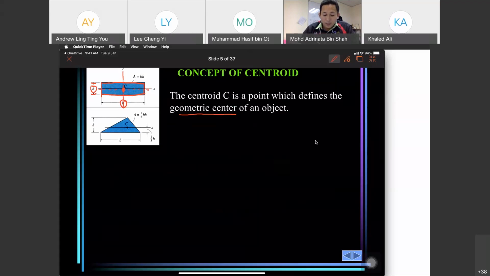So the concept of centroid is actually a point for the geometry. If you have a line, then it is half of it. If you have a rectangle, it is half. If you have a triangle, it is 1/3 of the height and 1/3 of the base. Okay, so this is for the triangle.